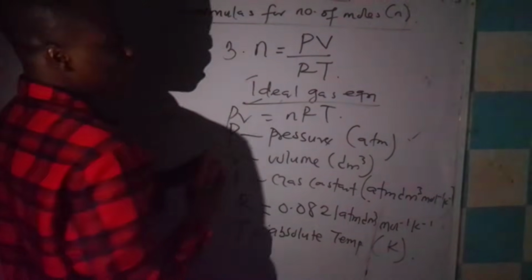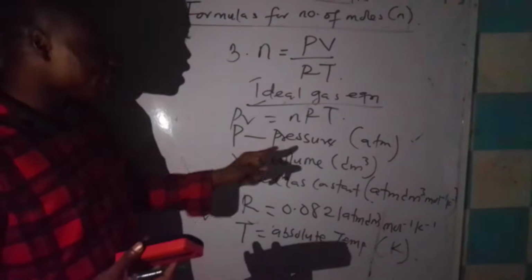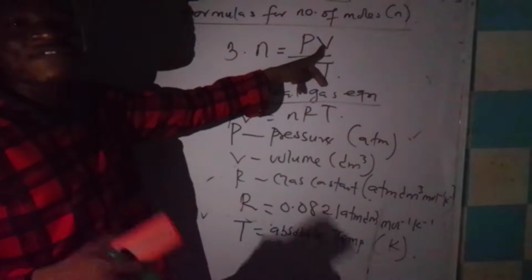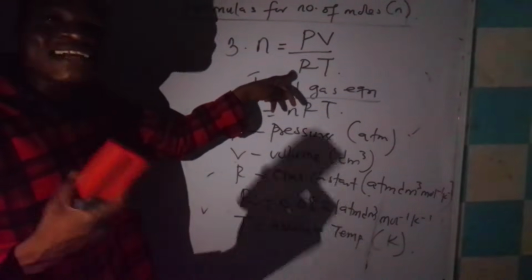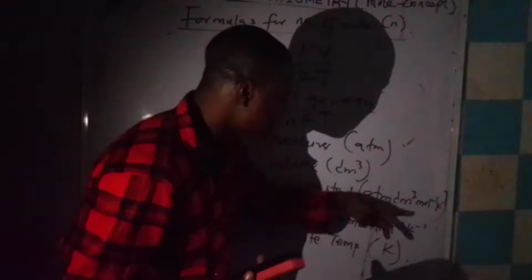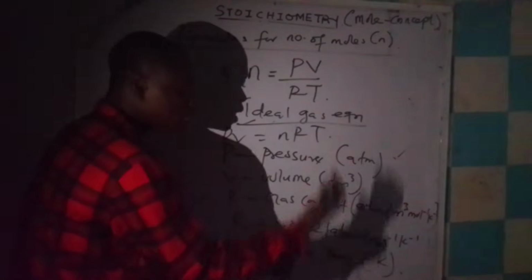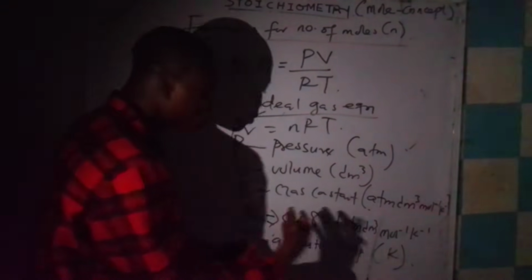So this is another formula. Our n is the number of moles. Our P is pressure in atm. My V is volume in dm cube. My R is the gas constant, and its unit is atm dm cube per mole per Kelvin. And the value is 0.0821 atm dm cube per mole per Kelvin.